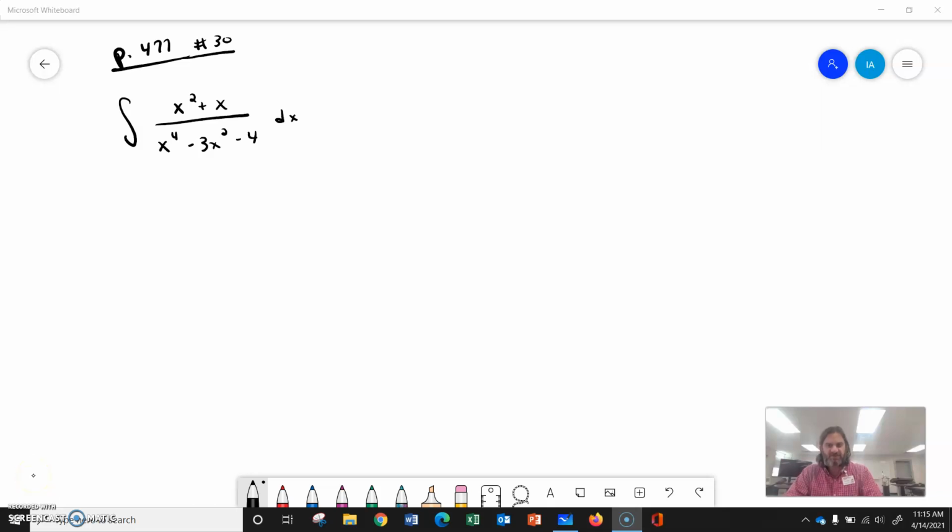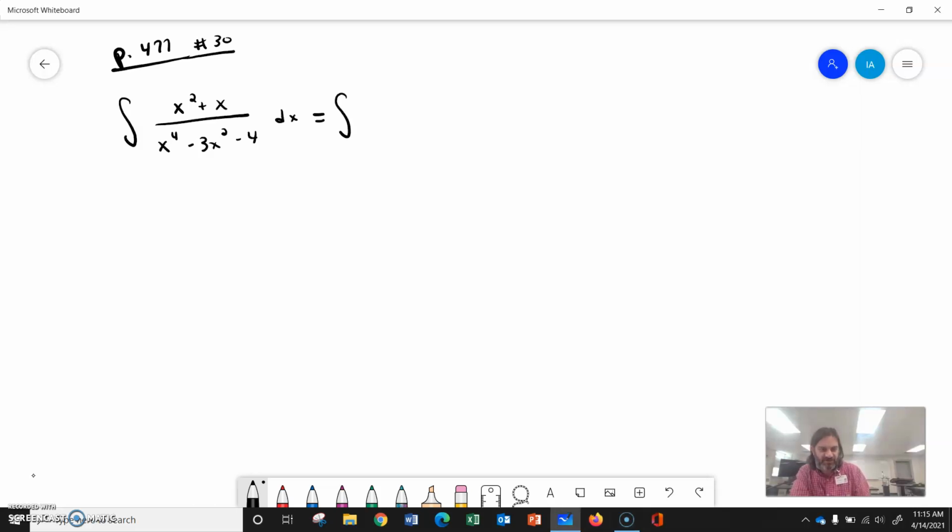Alright, we're still doing some partial fraction integrations. And the fraction we have here is numerator x squared plus x over denominator x to the fourth minus 3x squared minus 4. So we need to do two things. First, make sure it's a proper fraction. Degree up top is 2, degree on bottom is 4, so it is proper. And then we need to factor our denominator as much as possible.